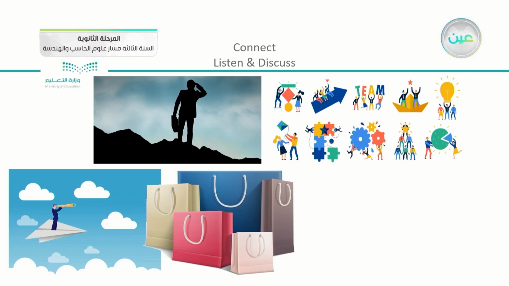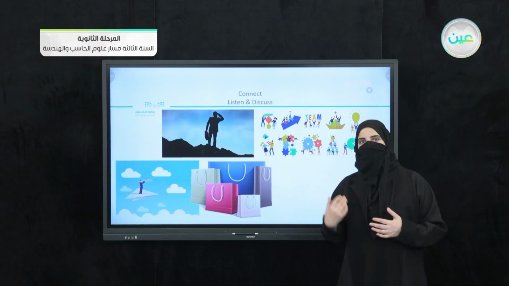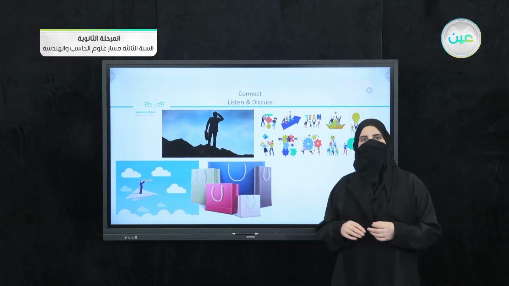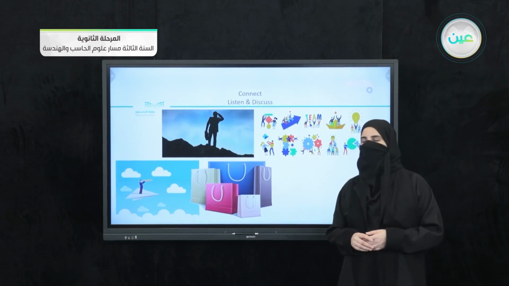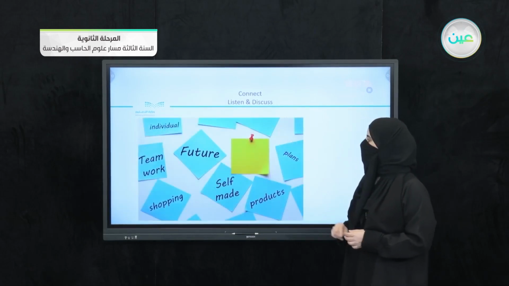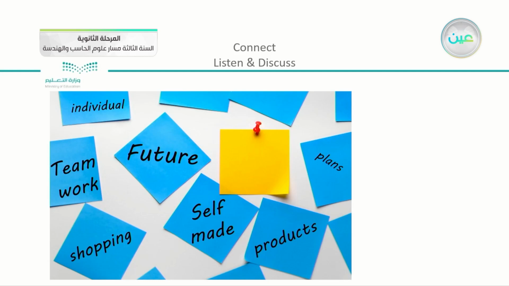Now, I'm not going to say anything. I just want you to look at the pictures here and try to recall the different words and the ideas that we did discuss in the first lesson. Now here you can see that there are different words. We can read together. We have here the word, of course, future.